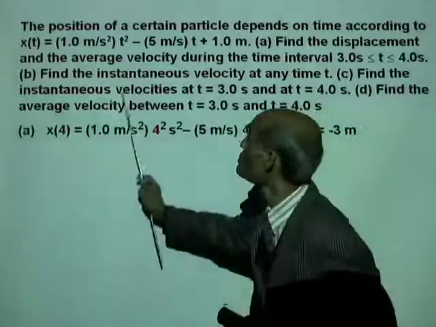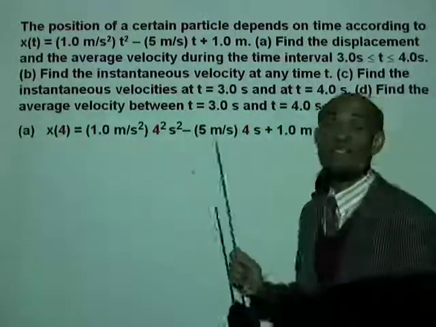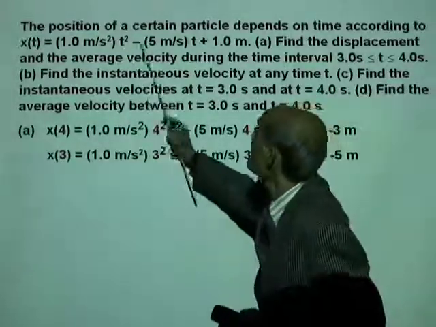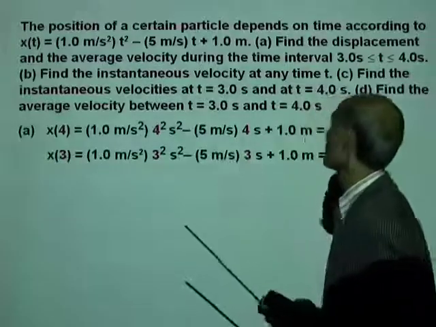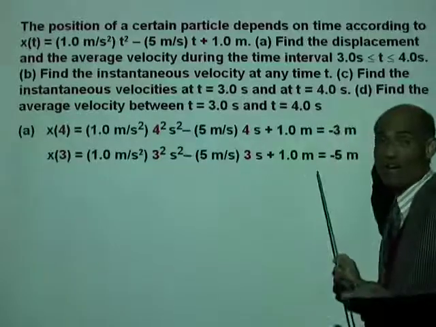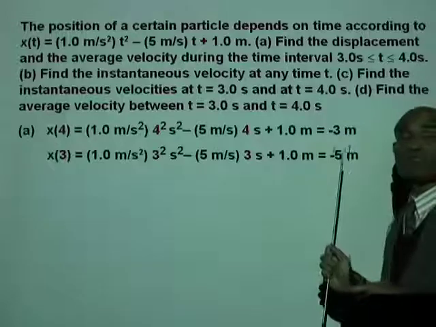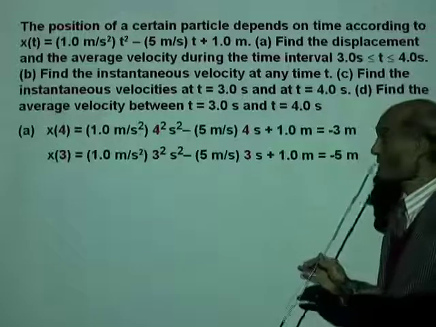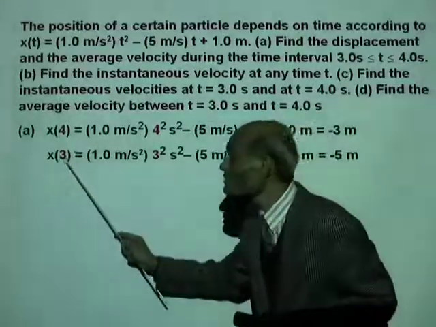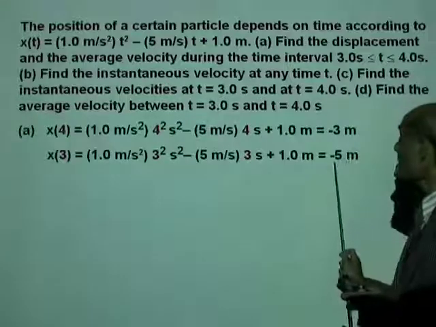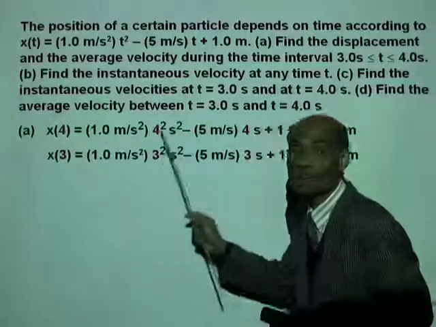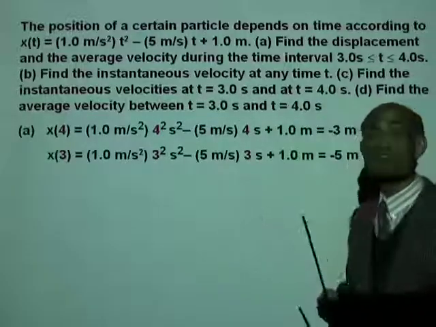Similarly, let's find the position at t equal to 3 seconds. X of 3, replace t in this equation by 3. I want you to do this calculation on your own. Check whether you can get negative 5 meter there. In that case, what is the change in position? At t equal to 3 seconds, the particle is at negative 5 meter. At t equal to 4 seconds, the particle is at negative 3 meter.